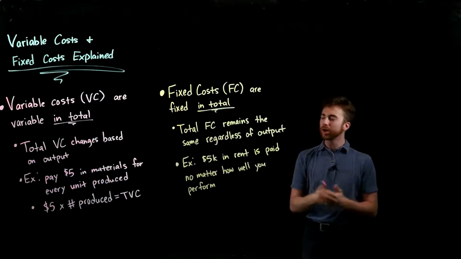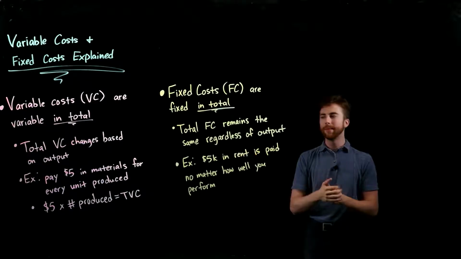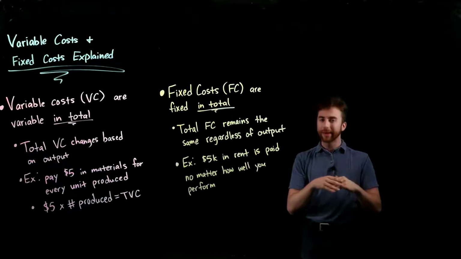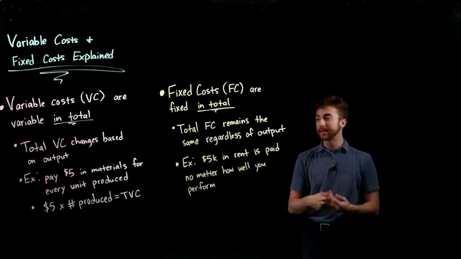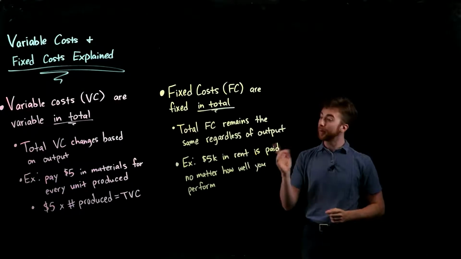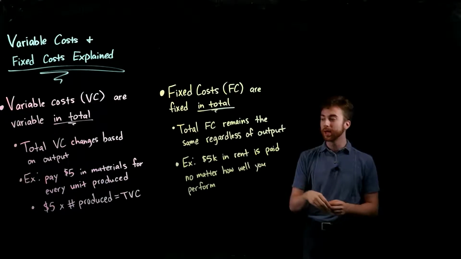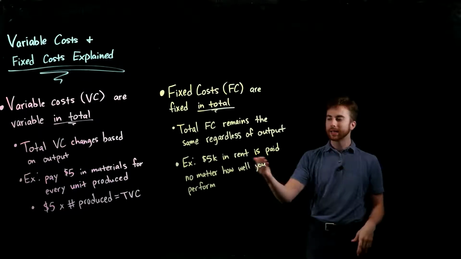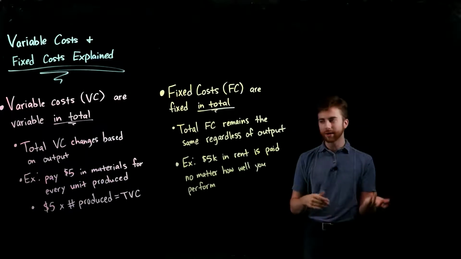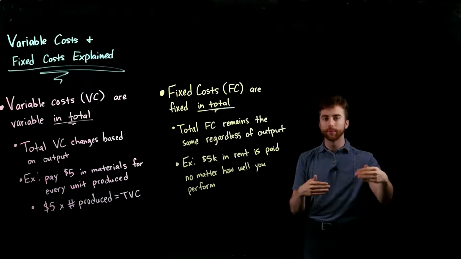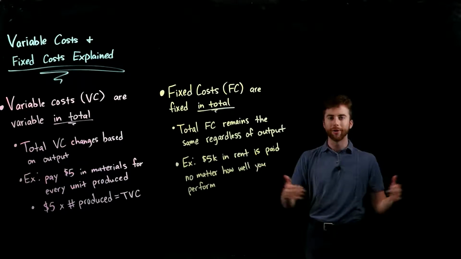Essentially, variable costs are costs that are variable in total, meaning that as we continue to produce more, as we continue to sell more and operate as a business, those variable costs increase and decrease with the increases and decreases in our business. For instance, if I pay $5 in direct materials, like the raw materials I use to produce a product, for every unit I produce, then $5 of variable cost per unit times the number of units I produce gives me my total variable cost. So if I have $5 a unit and I produce 10, I spend $50, and those are my total variable costs.